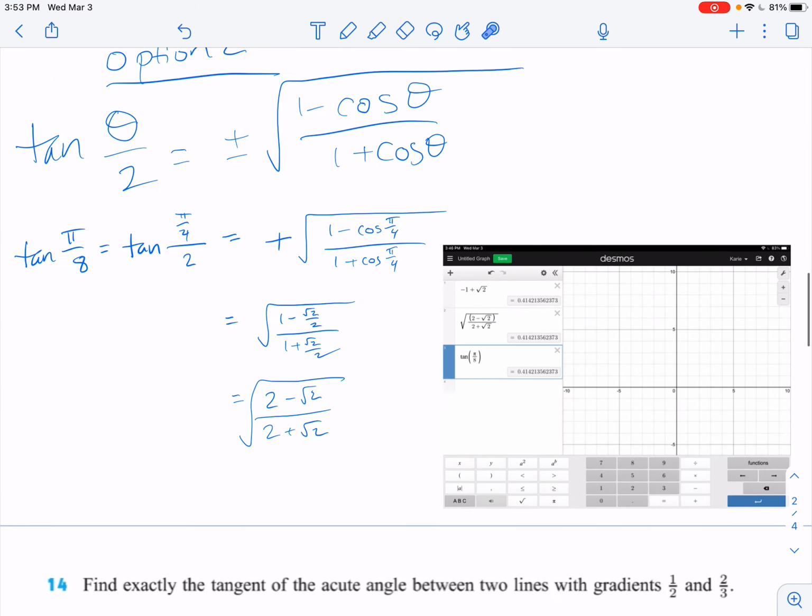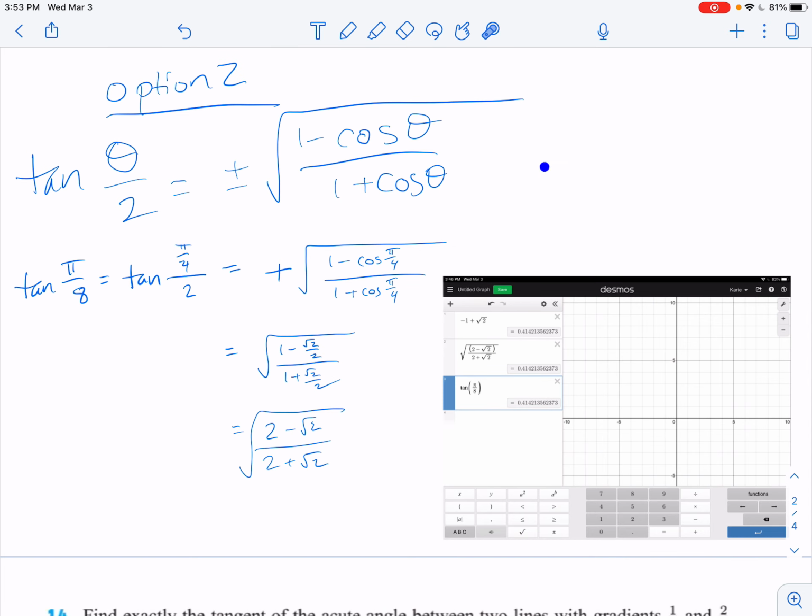So here we are. I grabbed that equation, plugged this in, and then I knew that tangent of pi over 8 would be equal to tangent of pi over 4 divided by 2, or 1/2. That's half of pi over 4, which would be equal to pi over 8. Okay, so then I can plug in pi over 4 into all of my lovely spots.